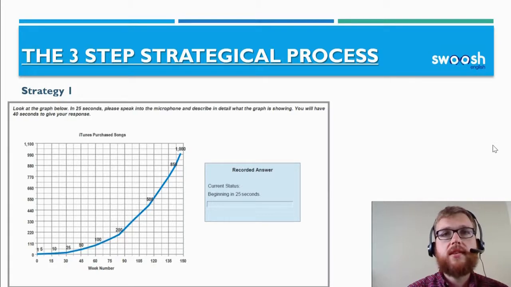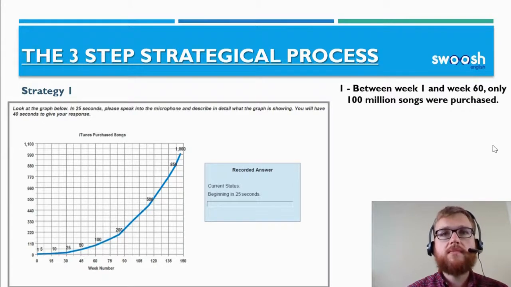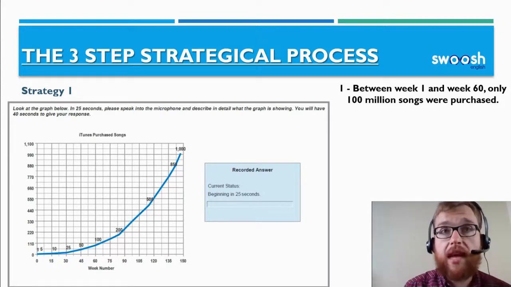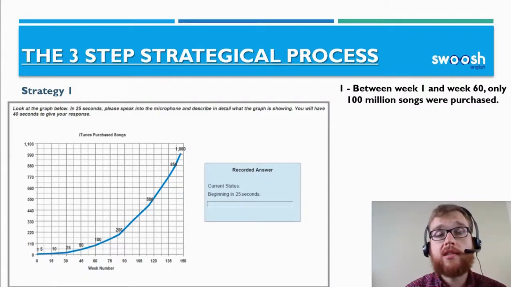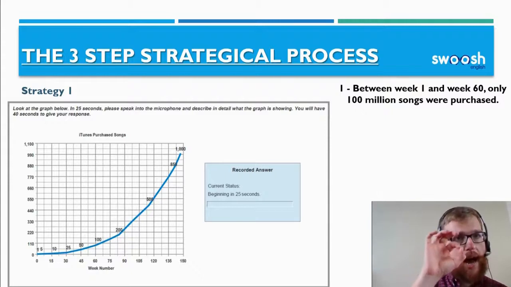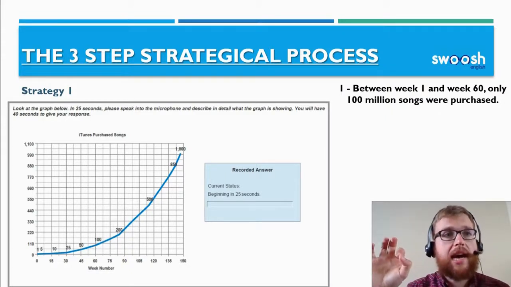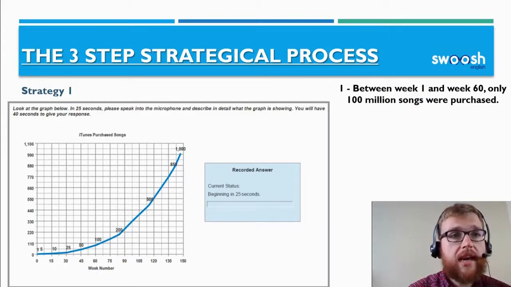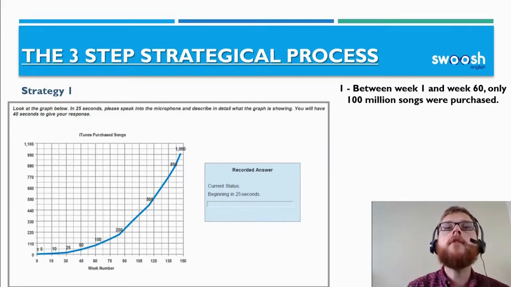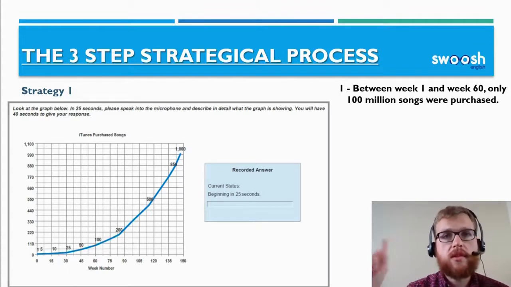All right. So what ideas did we get in terms of this? Well, as I said, I've talked about the x-axis in terms of the information, but how can we incorporate that with the information from the y-axis? Here is one idea we can take. Between week 1 and week 60, only 100 million songs were purchased. If you take your eye across the line on the x-axis from week 1 to week 60, we can see on the line itself there is number 100. That represents 100 million songs were purchased. That is one idea.